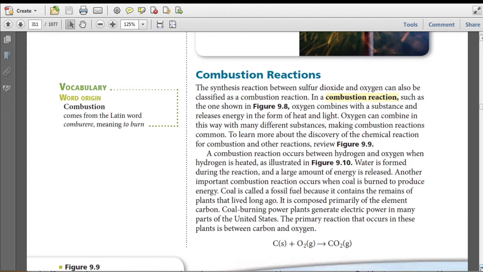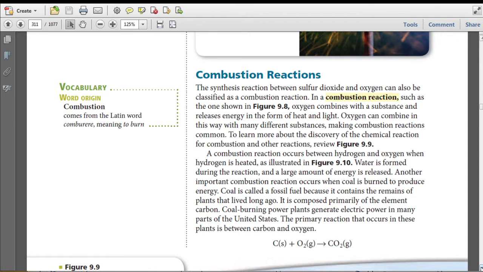In a combustion reaction, such as the one shown in figure 9.8, oxygen combines with a substance and releases energy in the form of heat and light. Oxygen can combine in this way with many different substances, making combustion reactions common. To learn more about the discovery of the chemical reactions for combustions and other reactions, review figure 9.9. A combustion reaction occurs between hydrogen and oxygen when hydrogen is heated. Water is formed during the reaction, and a large amount of energy is released.